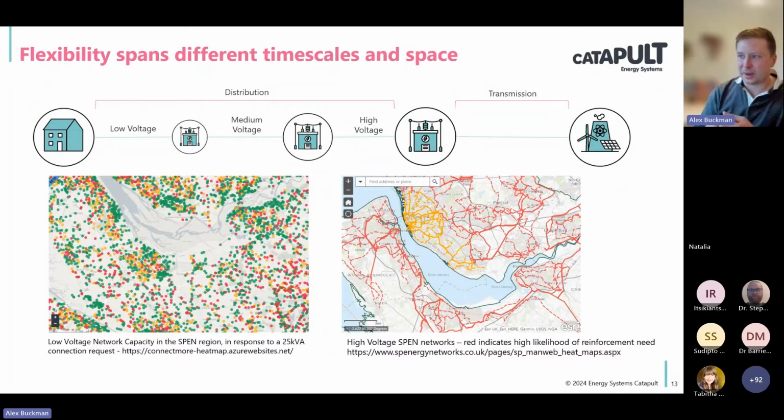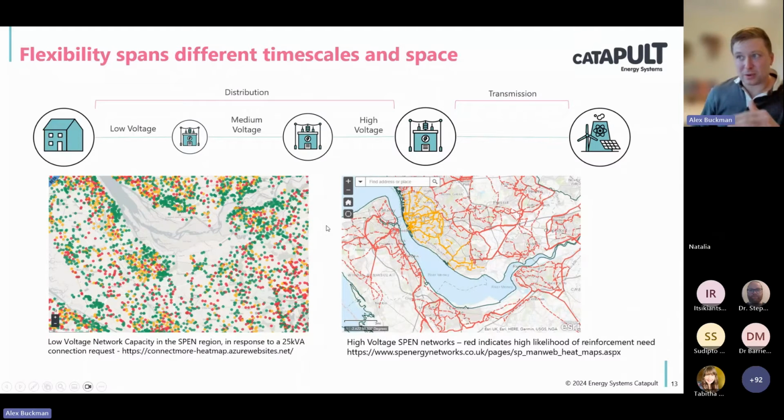But if you look on the right hand side, this is more the high voltage networks in this area. Here you can see that when you get above the low voltage networks, where they combine into higher voltage networks, there's not much spare room until we have to reinforce a lot of networks in that area. So again, flexibility is really crucial in helping us to mitigate or defer the cost of reinforcement of those networks.